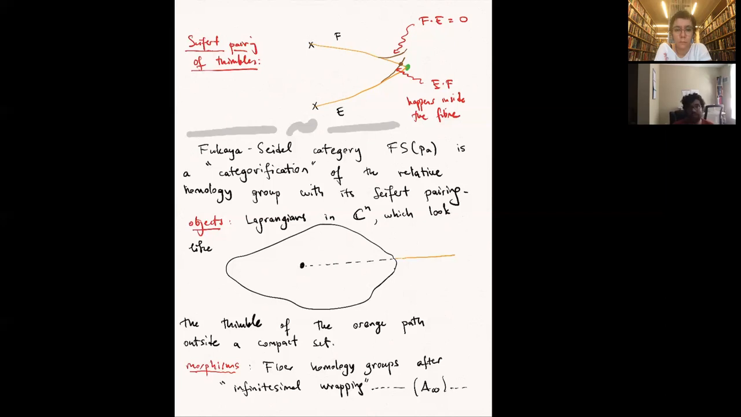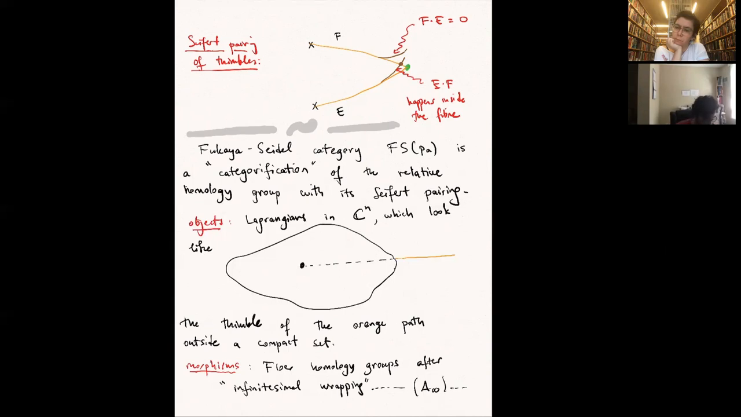So any questions? What does this correspond to on the B side, in the singularity category? It's the Grothendieck group with the Euler pairing. I see. Okay. Yeah. Thank you.